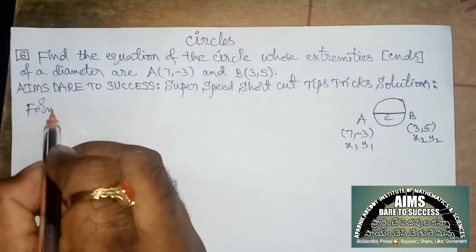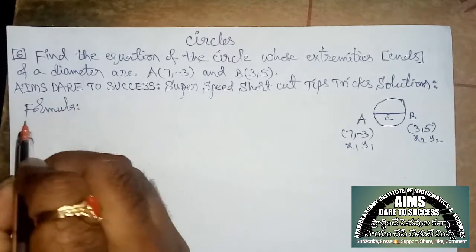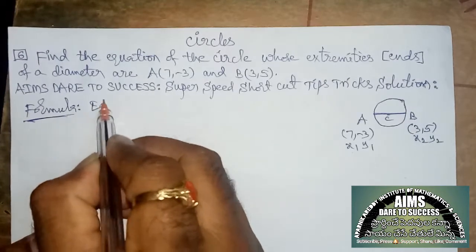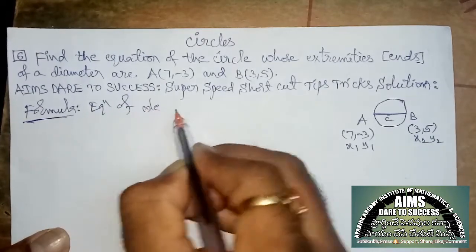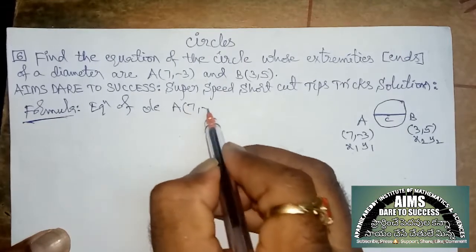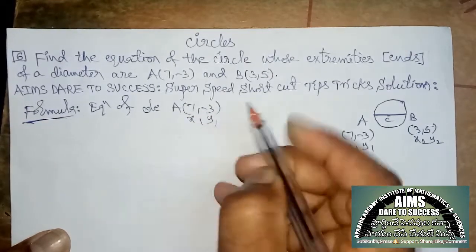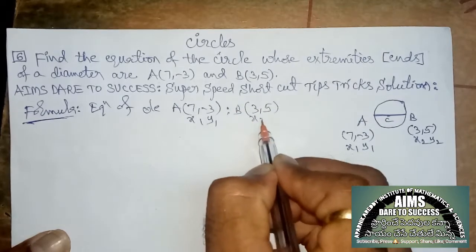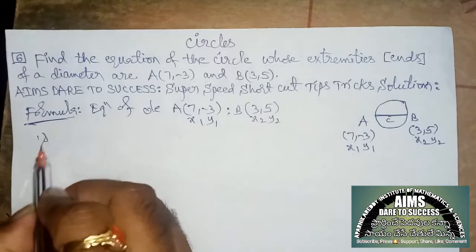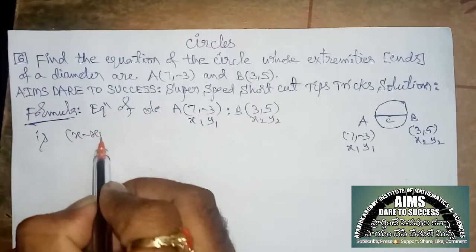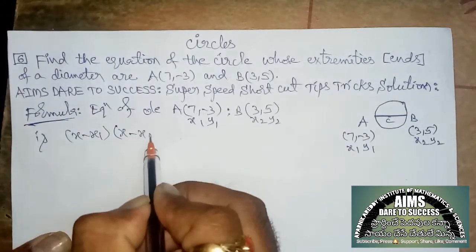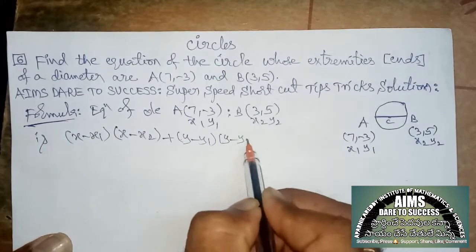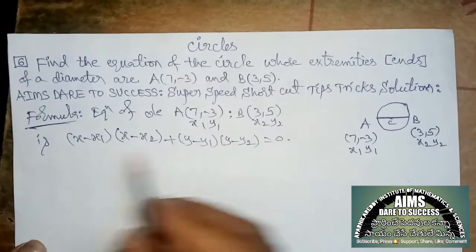Next, now I want to write the formula, the simplest speed formula. Equation of the circle, ends of the diameter A (7, -3), let it be (x1, y1). Next B is (3, 5), let it be (x2, y2). The equation is (x - x1)(x - x2) + (y - y1)(y - y2) = 0.